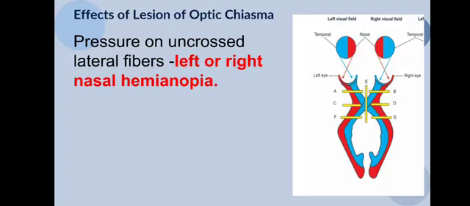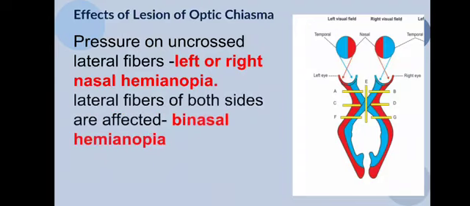In this way, we can discuss the lesions of the visual pathway. Here we can see pressure on the uncrossed lateral fibers, which means the temporal fibers. Which visual field will be lost? The nasal region, because these are uncrossed fibers and the light is reflected from the nasal region. So it is a left or right nasal hemianopia. At the same time, if the lateral fibers, the red fibers, of both sides are affected, it will form the binasal hemianopia.